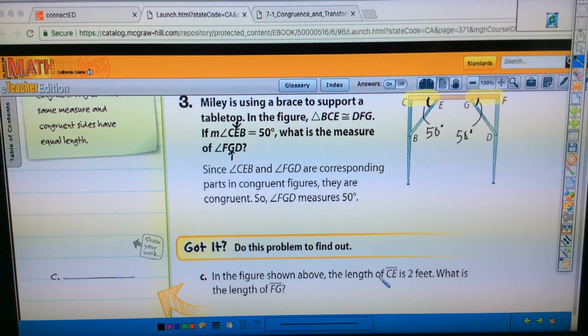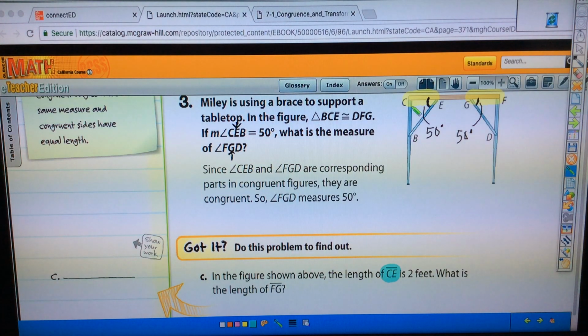Okay, take a look at part C down below in the figure shown above. The side length. Sometimes they're talking about angles, sometimes they're talking about side lengths. You have to really pay attention to what they're asking. Side length of CE. I'm not going to put that in blue because I already have it in yellow. I'm just going to use a tick mark. Side length, so that's right here, CE, right? I'm going to give it 1 tick mark, is 2 feet.